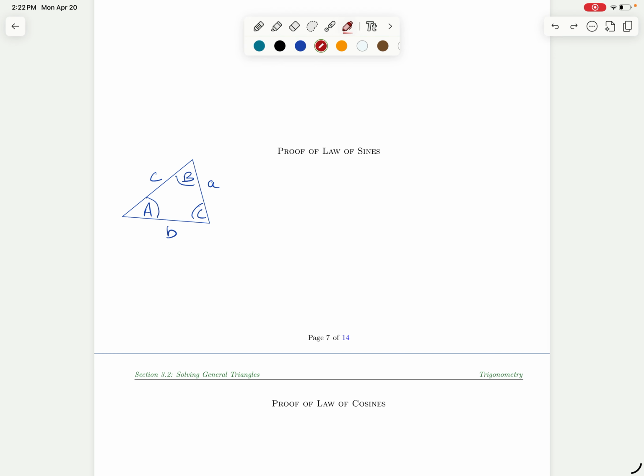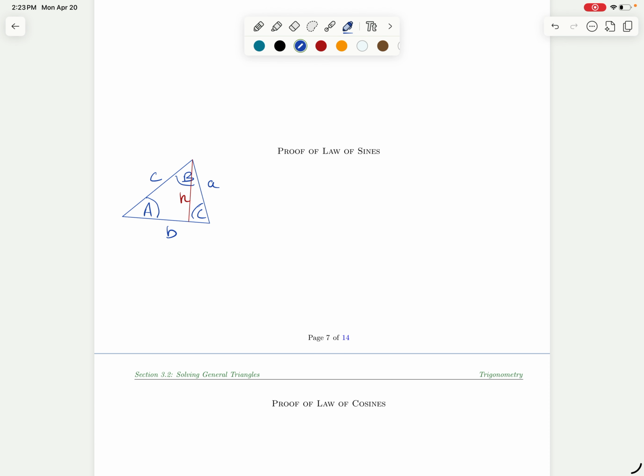So here's the key idea. You simply drop a perpendicular from one of these angles. And of course, I want this to be a right angle off of the base B. I'm going to delete that just for clarity's sake. And I'm going to call that length H. And I've essentially created two smaller right triangles living inside my large triangle.